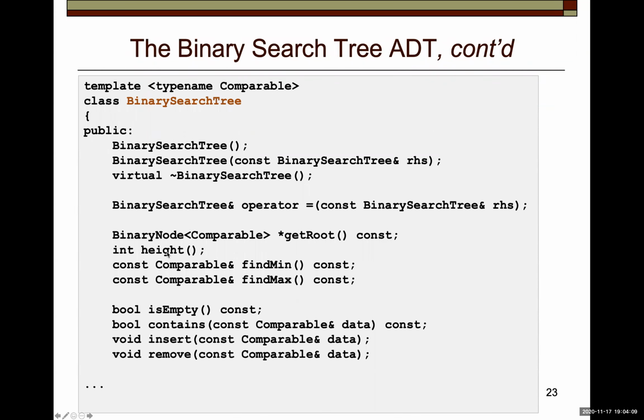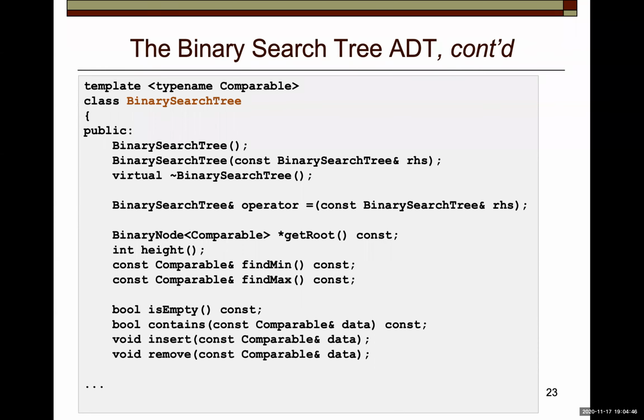And I can calculate the height of the tree. I can get the minimum value of the tree and the maximum value of the tree. Now the minimum and the maximum values are, of course, of type comparable, whatever it is. Remember, comparable is a placeholder. And I have a Boolean function that says whether or not the tree is empty. I have another function that says, given some data, is the data contained in the tree, and that returns true or false. Given some data, I can insert the data into the tree.